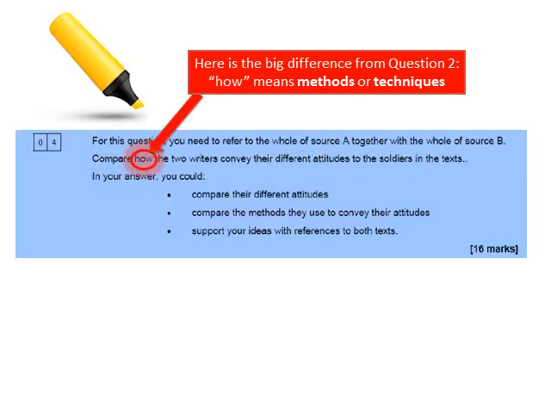But really importantly, it's not just asking you what their attitudes are. It's very, very important that we notice the word how in the question. This is your clue that tells you that the examiner wants you to write about methods and techniques and analyse language, not just list the different attitudes.